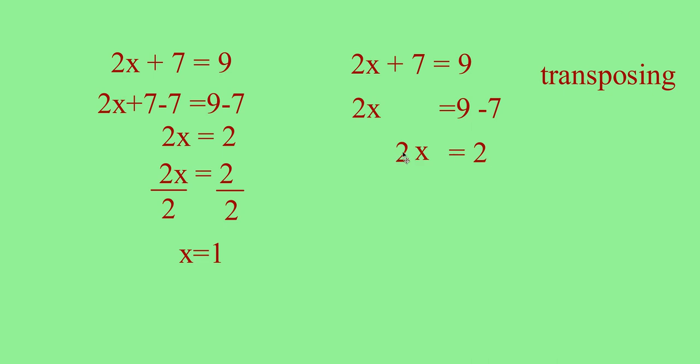Here 2x is equal to 2. Now transpose 2 to the other side. Transposing into, it will be divided by 2. 2 by 2. Therefore, x is equal to 1. This way you can solve any kind of equation of this type.